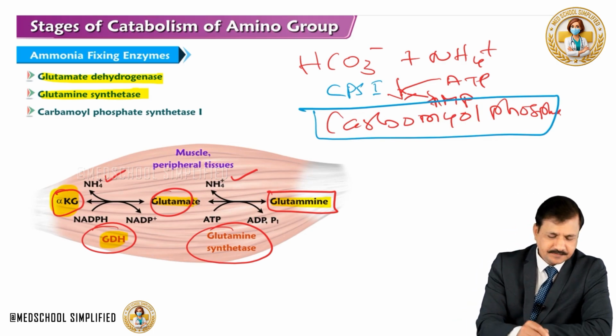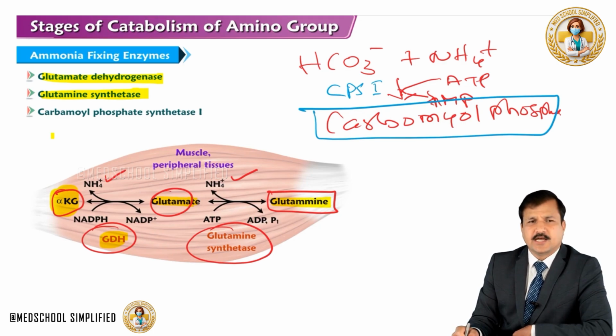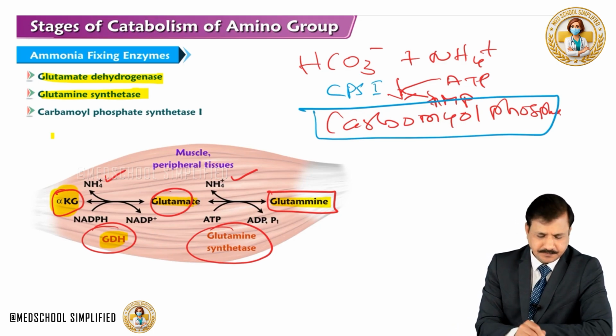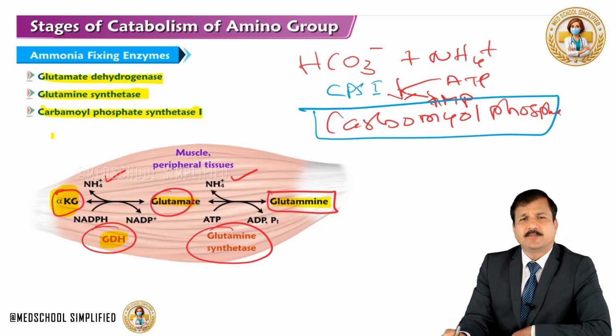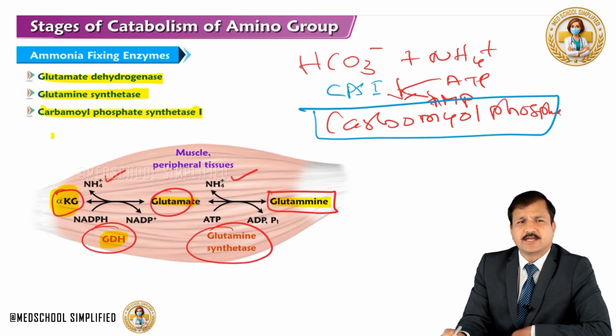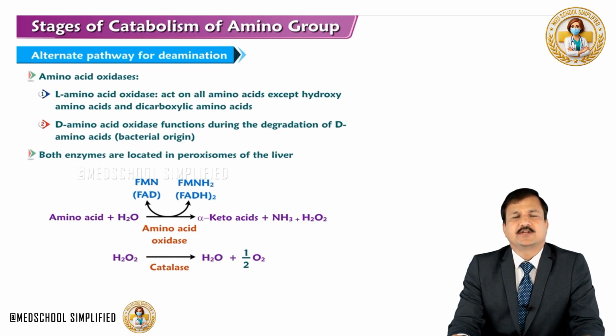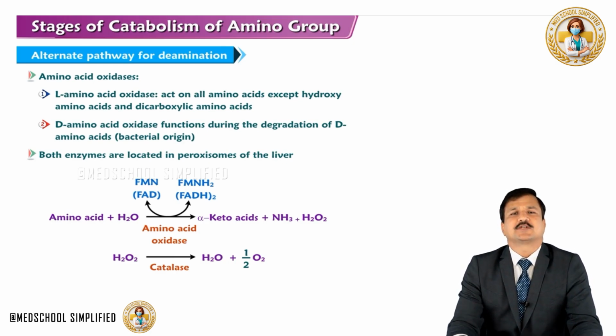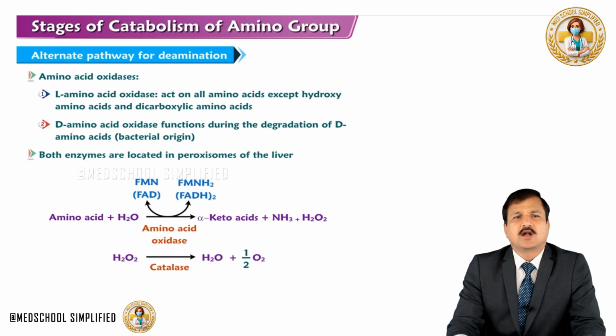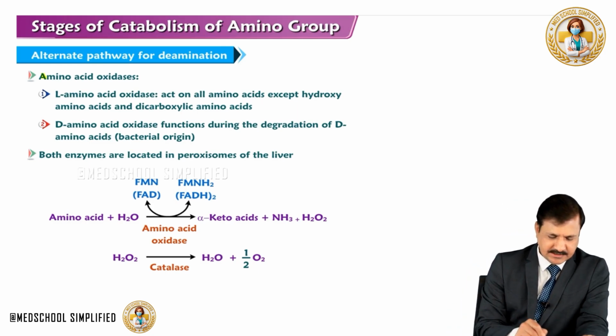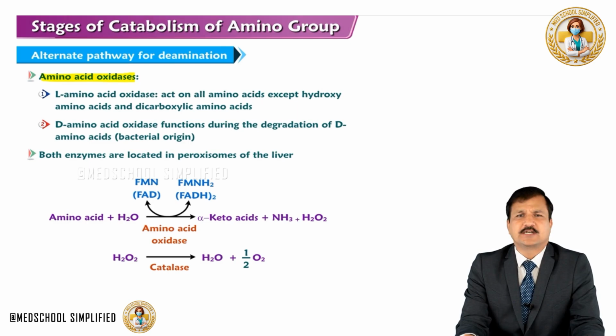So with that there are 3 enzymes which can fix ammonium ion to an organic molecule, that is glutamate dehydrogenase, glutamine synthetase and carbamyl phosphate synthetase 1 enzyme. Now, other than the glutamate dehydrogenase reaction, which is involved in deamination of glutamate, there is an alternate pathway for deamination, and that will be done by amino acid oxidases. So there are 2 kinds of amino acid oxidases.